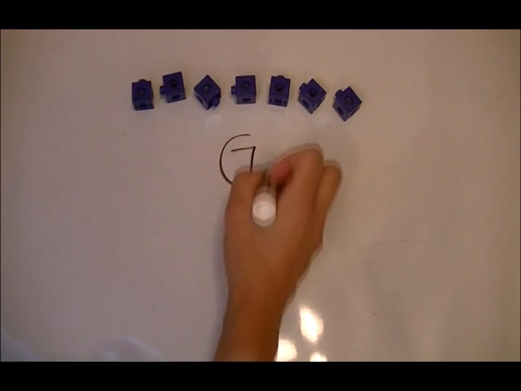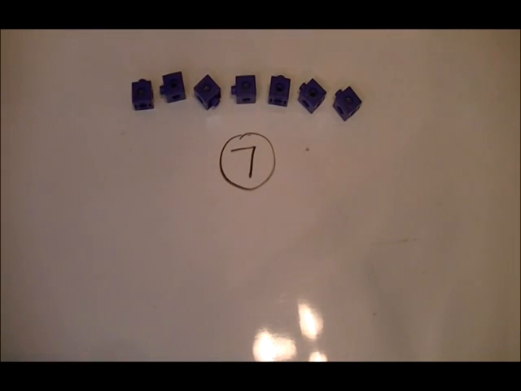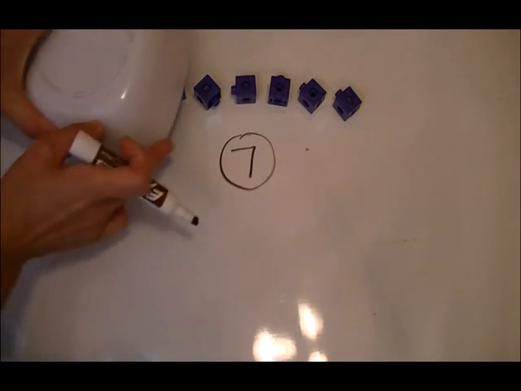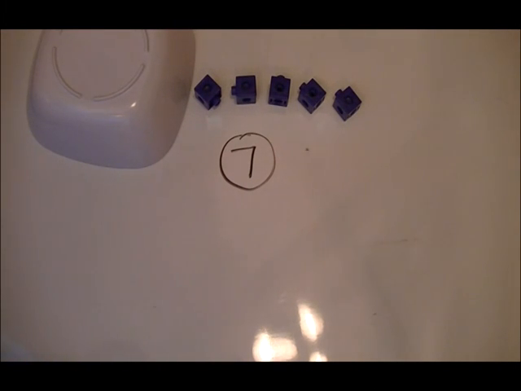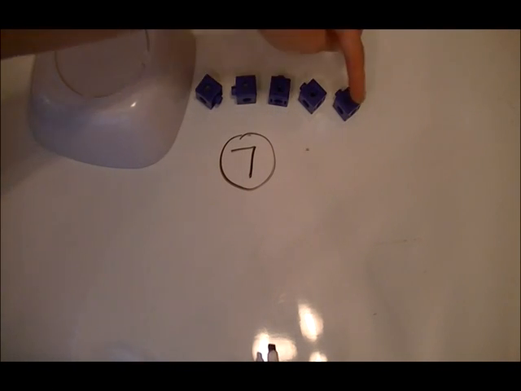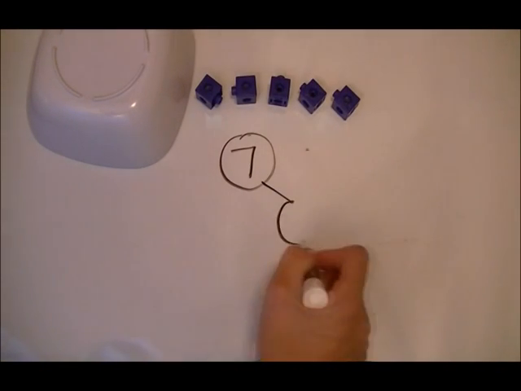Let's do another one together. Let's count them again to see how many we have to start with. Whoops, get out of there. You've got 1, 2, 3, 4, 5, 6, 7. So we start out with 7 cubes. But I'm going to cover some up. So how many do we have left? Count with me. 1, 2, 3, 4, 5. We've got 5.